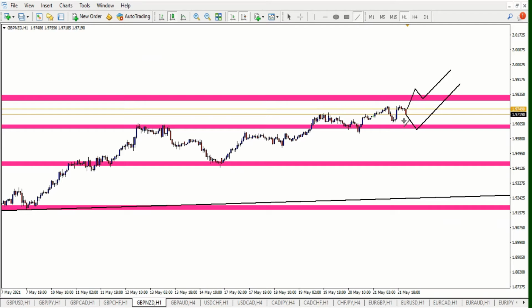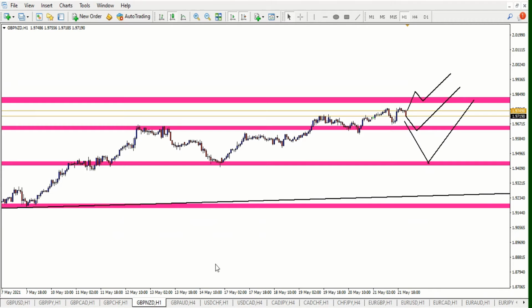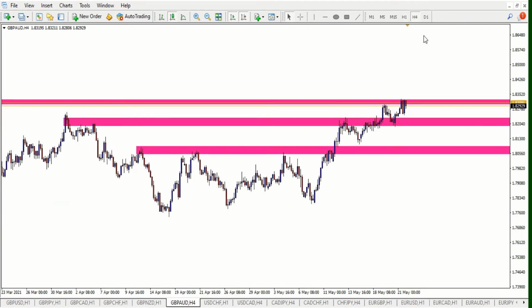However, if the market does break through the support and go all the way down, similar principle applies. Just wait for the retest, wait for valid confirmation, and then you can ride the market all the way back up. So the next pair is the Great British Pound Australian Dollar.